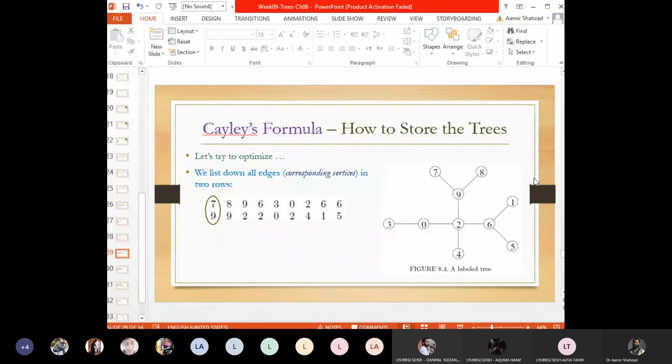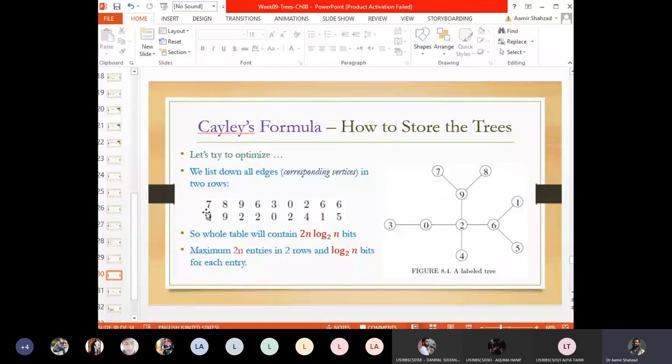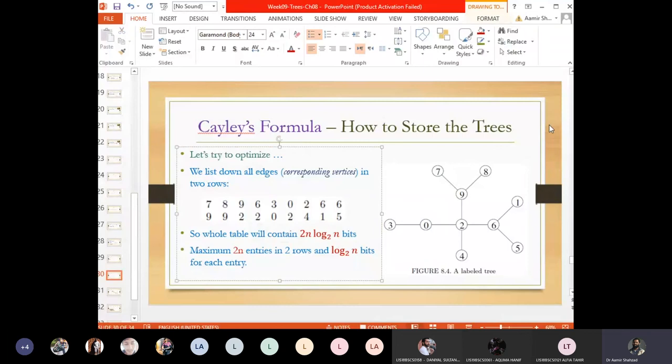These are things you studied in digital logic design. So the total number of entries we are going to store is 2 into n. Actually it is n minus 1, but let's call it n. So we have 2 times n entries, and each entry takes log 2 n bits. So in total we store 2 n log n bits. How many bits were we storing earlier? N square. Now we are storing 2 n log n.